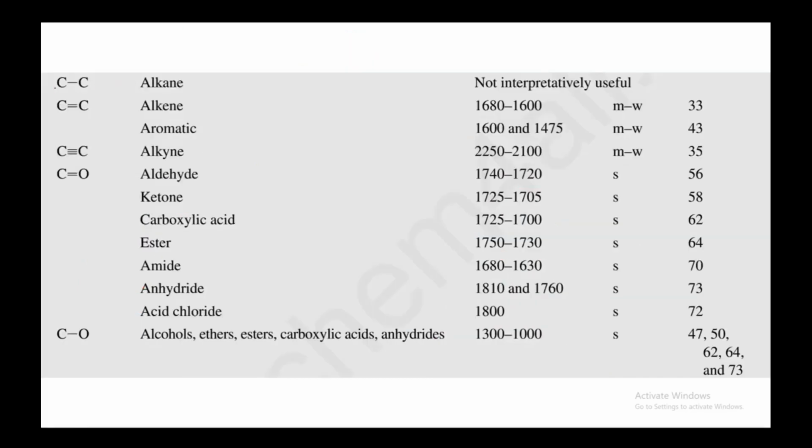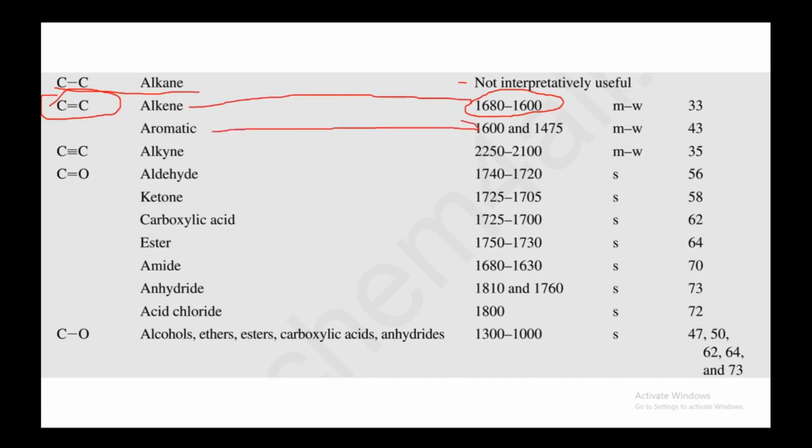How can you assign a peak for C-C alkane? It's not interpretively useful. How will you identify a carbon double bond carbon in IR spectroscopy? If you see a peak at around 1680 to 1600, we can say this peak is due to alkene.